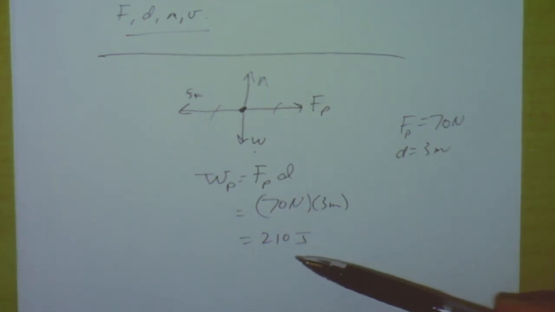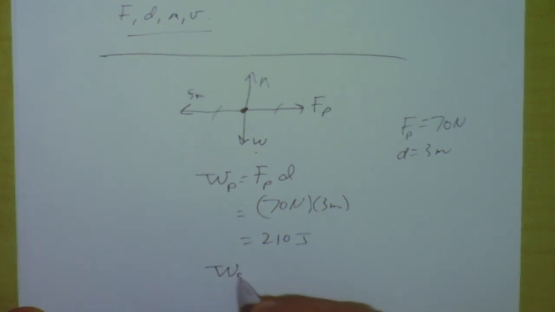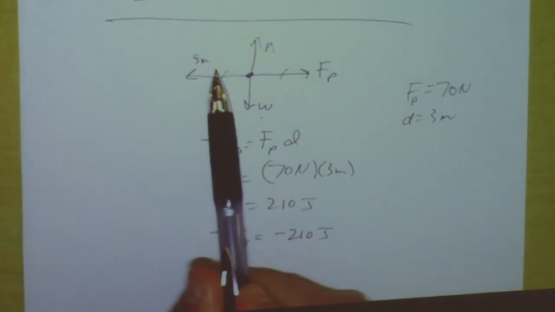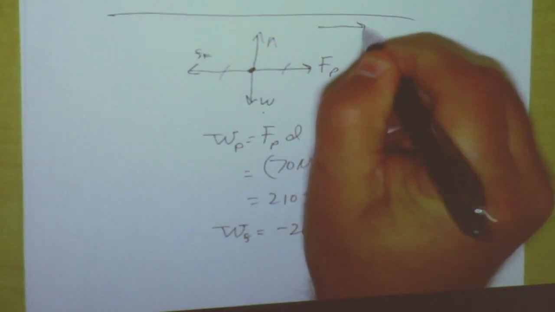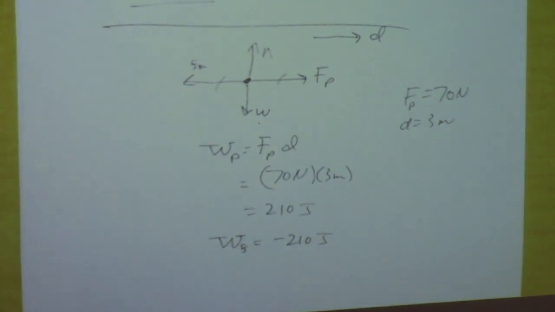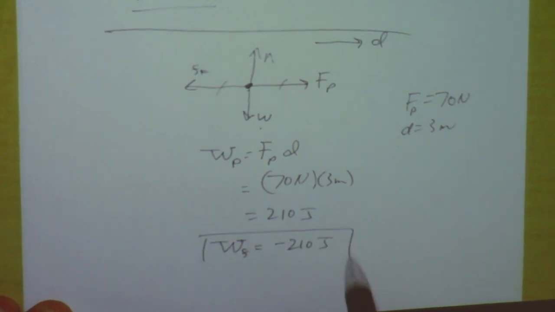So why isn't it speeding up? Well, the answer is there must be some work done by friction. The work by friction is negative 210 joules. So if this is 70 newtons, this force, this one's got to be 70 newtons back the other way. So if it's moving this way, and the force is back that way, that's when the work is negative. They don't ask about this part, I just threw that part in.